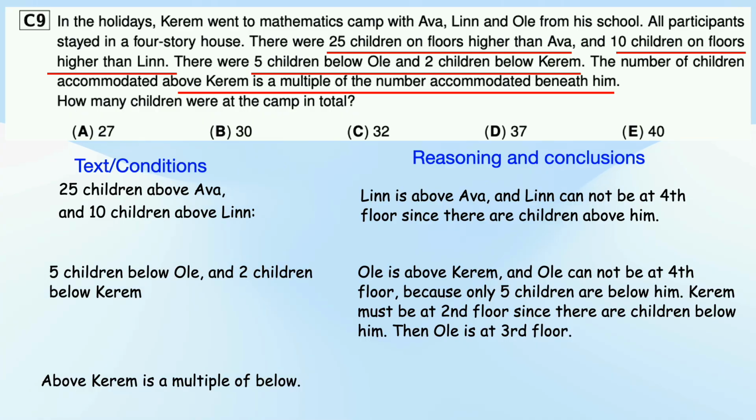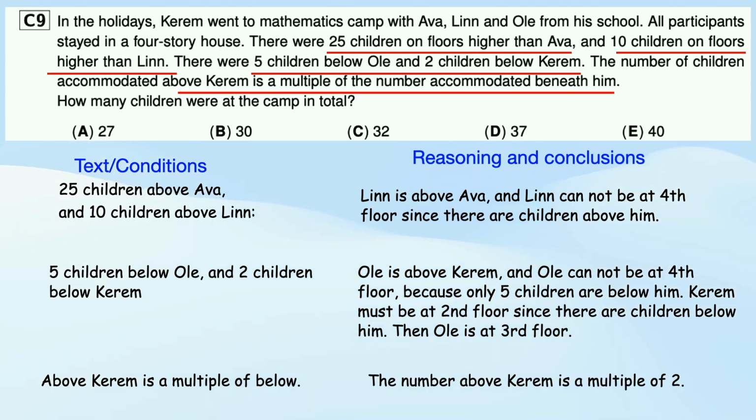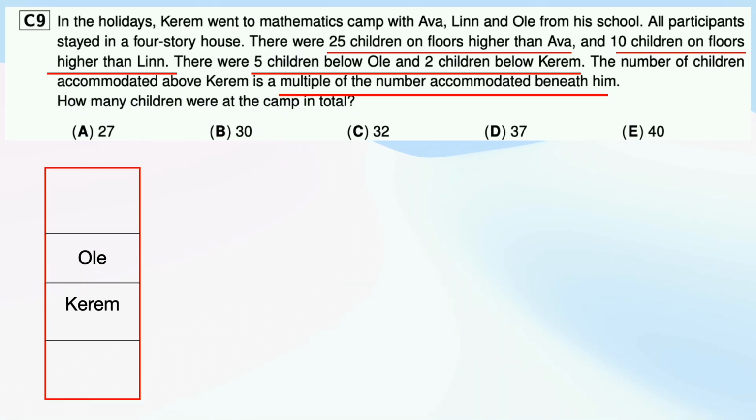And we also look at the last condition. Above Kerem is a multiple of below. Below Kerem are 2 children, so the number above Kerem is a multiple of 2. Once we fix the positions of Kerem and Ole, we can look into the possible floors for Eva and Lin.